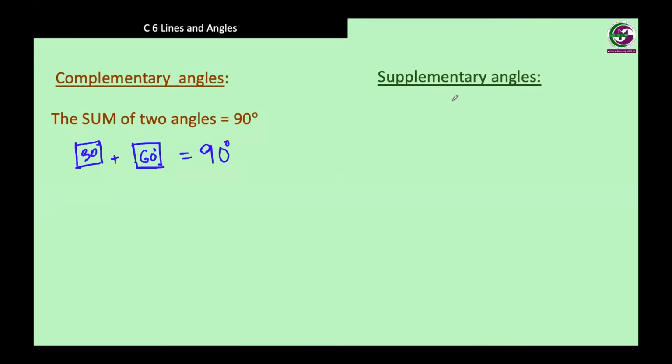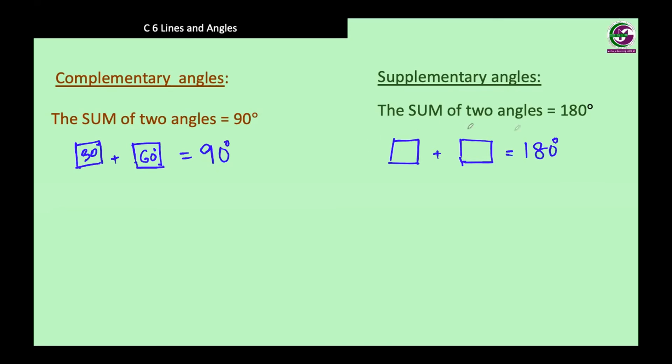Now the next word is supplementary angles. Supplementary angles means the sum should be equal to 180 degrees. Again, it should be two angles, not three or more. Two angles which add up to 180 degrees are called supplementary angles. Let us take the example 110 degrees and 70 degrees. They are supplementary angles.